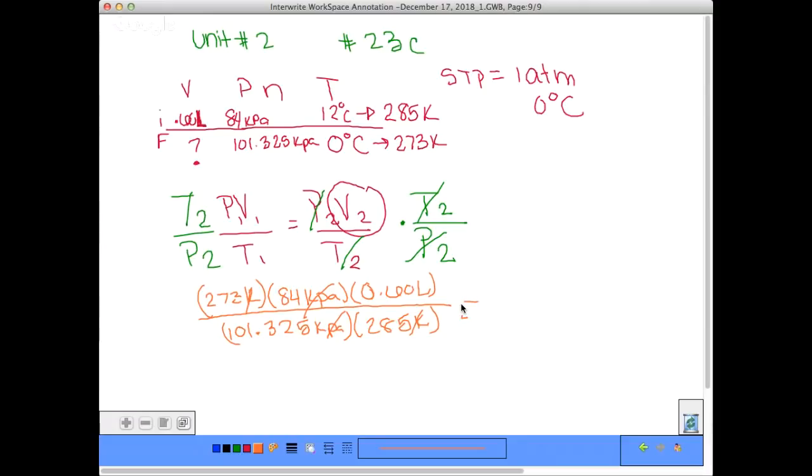Let me go ahead and calculate this because I don't have the answer right in front of me. 273 times 84 times 0.6. I'm going to divide that by 101.325, and then divide that by 285. If my pressure increases, my volume decreased, and my temperature increased, I get my new volume to be, with two significant figures, 0.48 liters. So that would be my new volume.